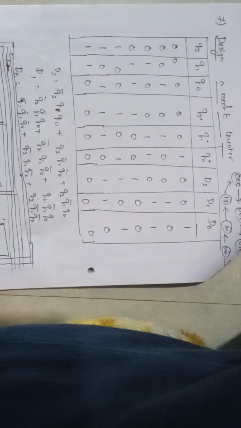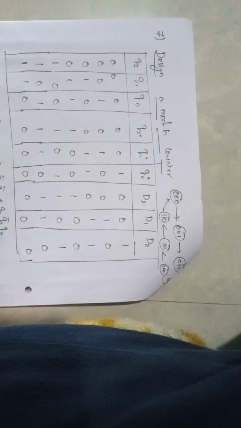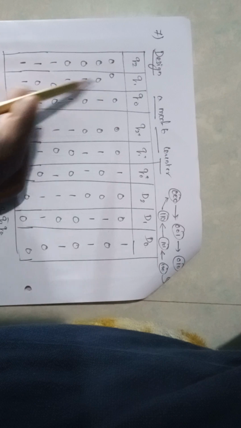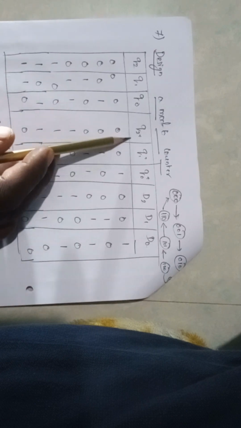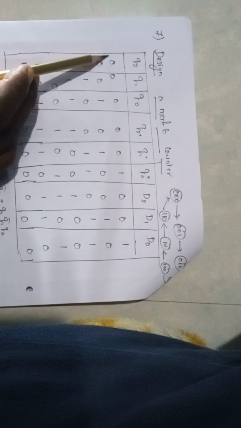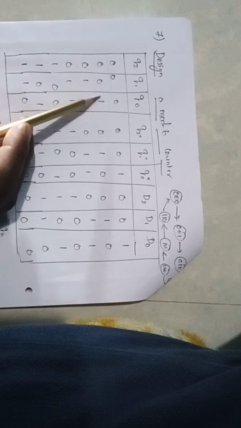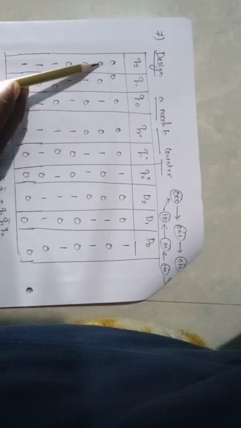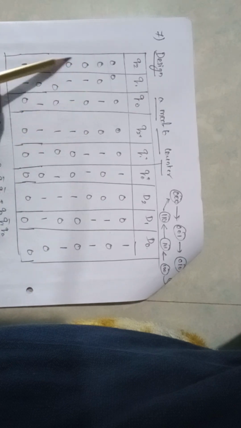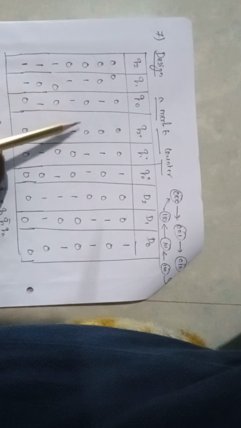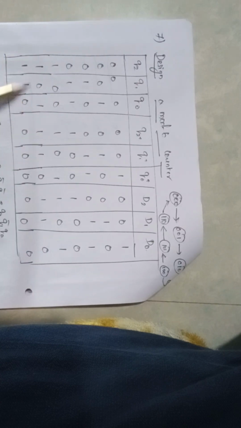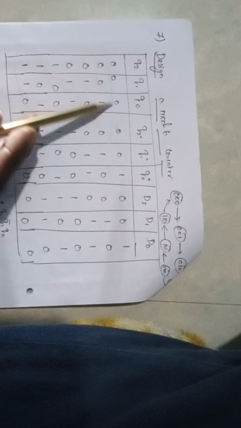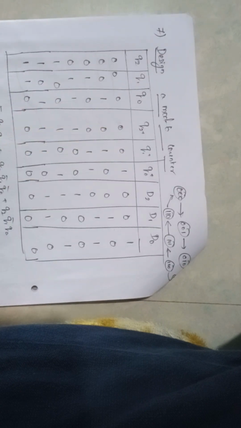Okay, mod 6 counter. So it will count 6 values, from 0 to 5. Starting from 000, we frame the current state and next state. For this current state, the next state will be this, so it will be coming here. For this combination, the next state will be this. Likewise it has to go, and for the last state, the next state is the earlier state. So you have framed the table.